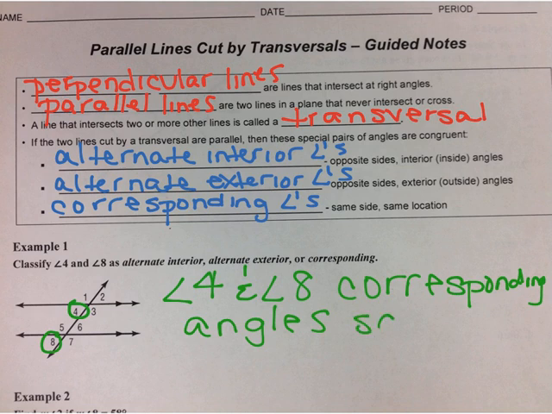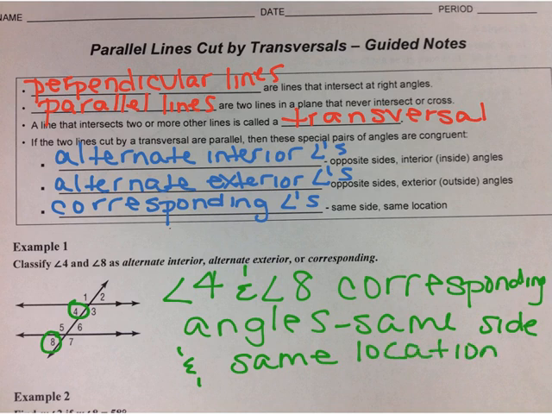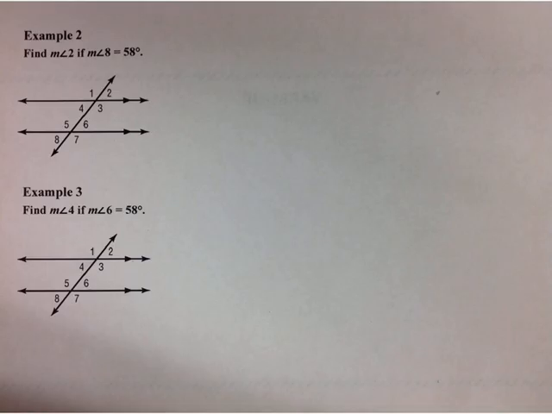Alright, so same side and same location of the transversal. Alright, so if you look at our line right here, angle 4 and angle 8 are on the same side and the same location, so therefore they are congruent by corresponding angles. Alright, so let's keep going.